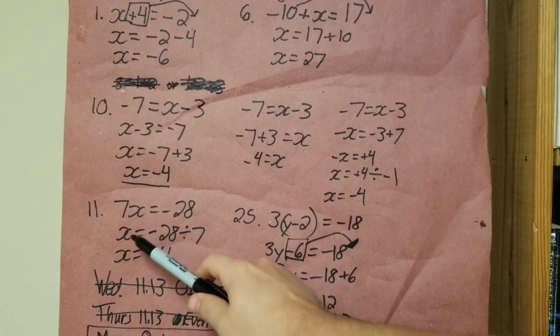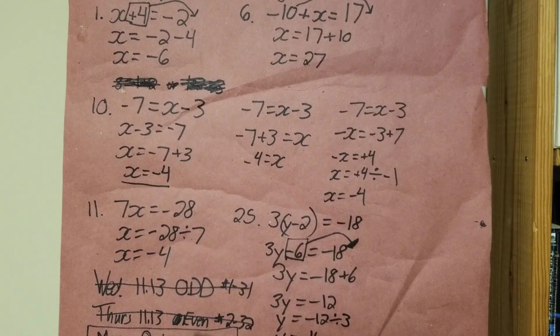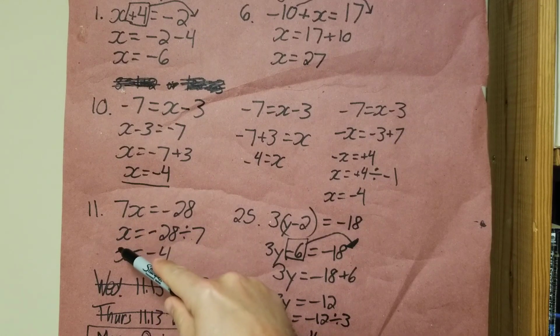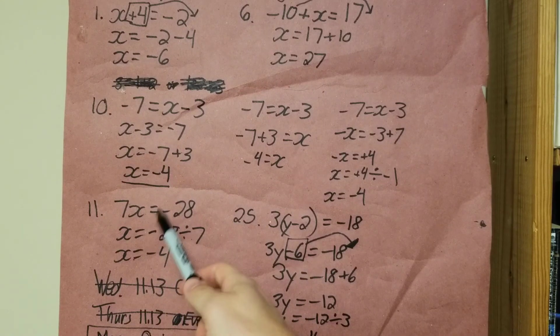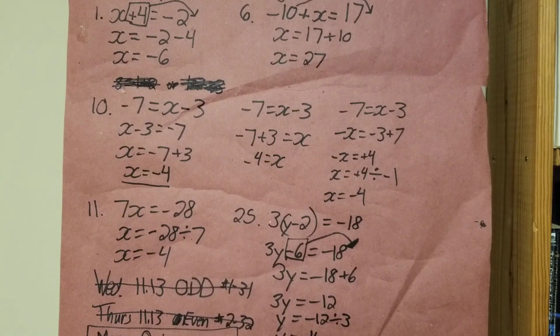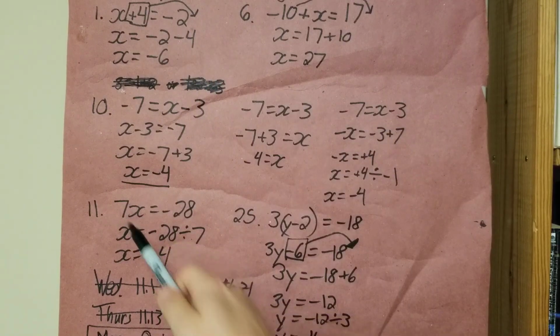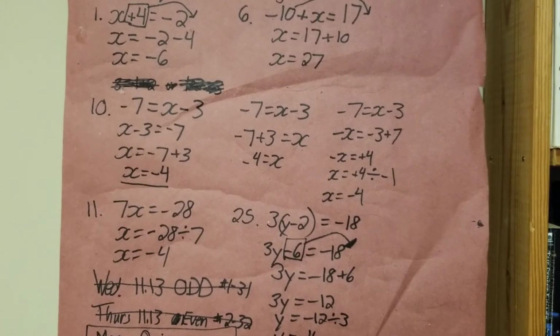Down to number 11, pretty simple, bringing the 7 over. This is where a lot of you got confused, where if this was a negative 7, it needs to remain a negative 7 because you're dividing both sides by the number that's in front of the x. So don't get that mixed up, where over here you change the symbol. Here you will not.